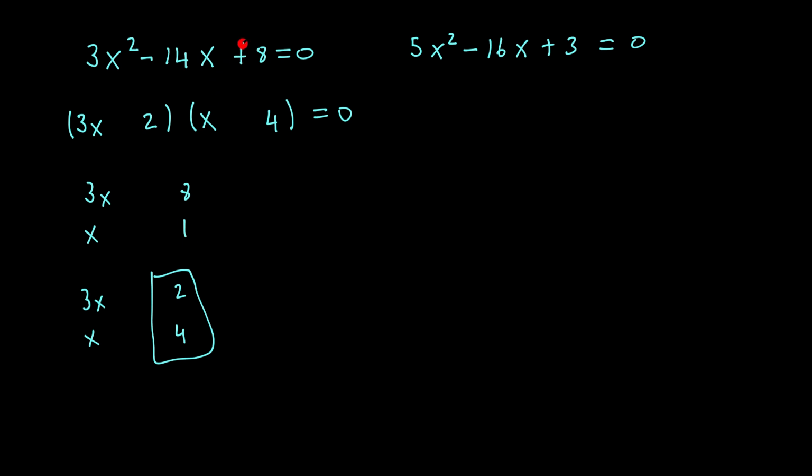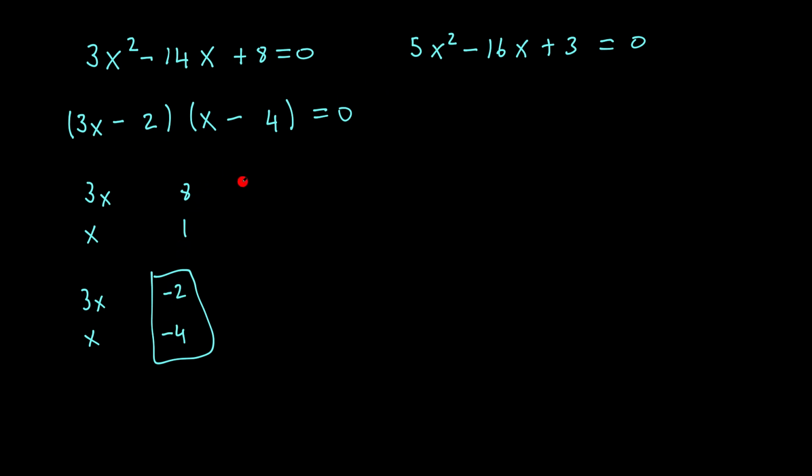Now, because I have a positive sign here and a negative here, both must be negative, because I want to get a negative 14x. The only way I would get that is if both of these have the same signs.